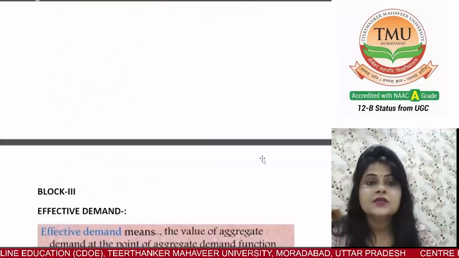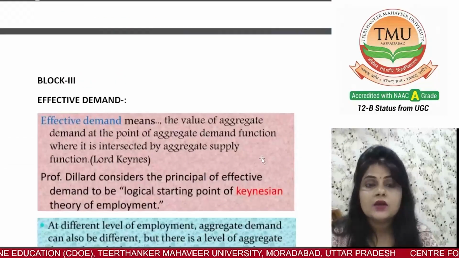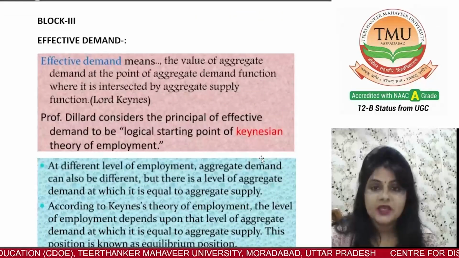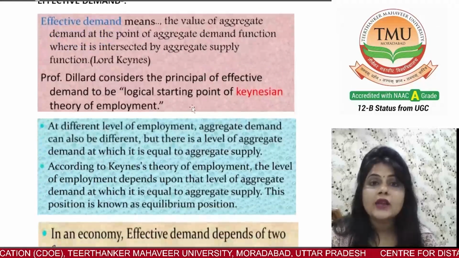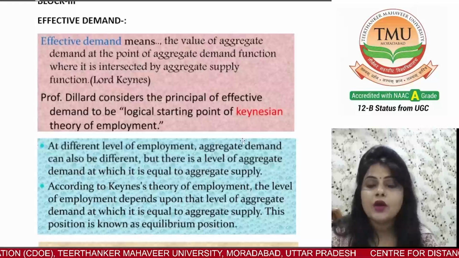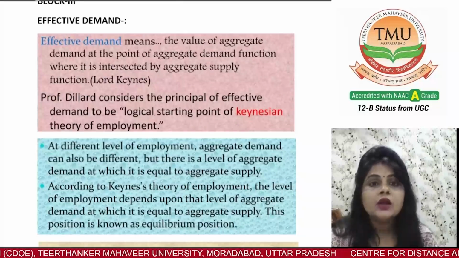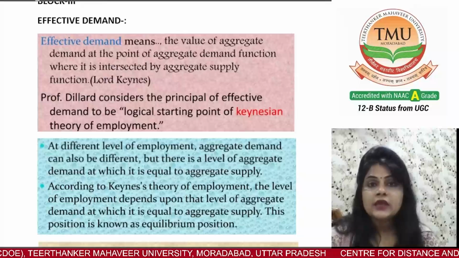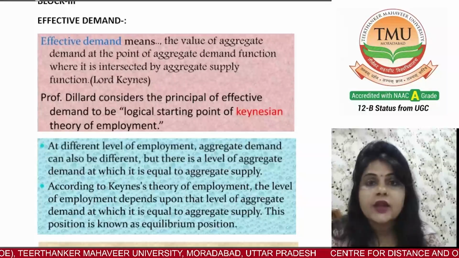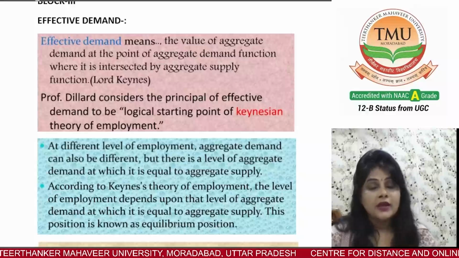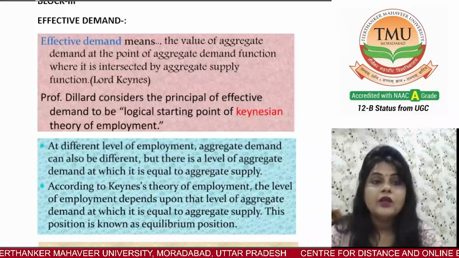Student, today we discuss the block three topic, effective demand. Effective demand means the value of aggregate demand at the point of the aggregate demand function where it is intersected by the aggregate supply function, and it is given by Lord Keynes.